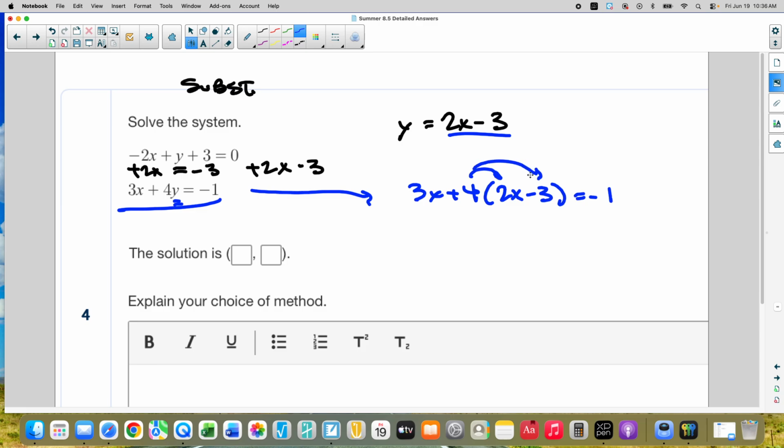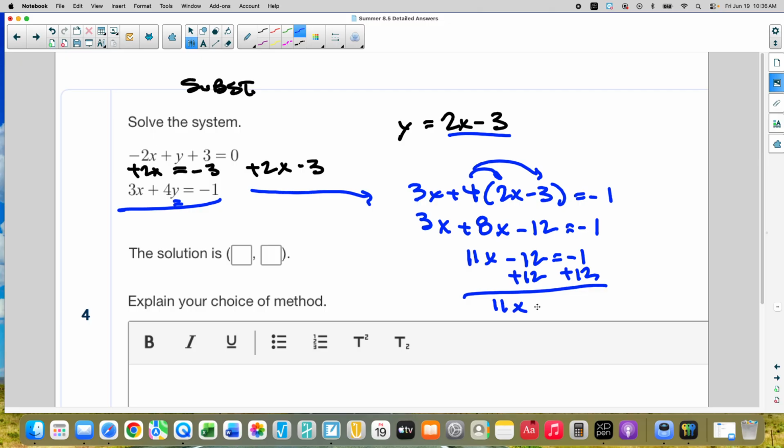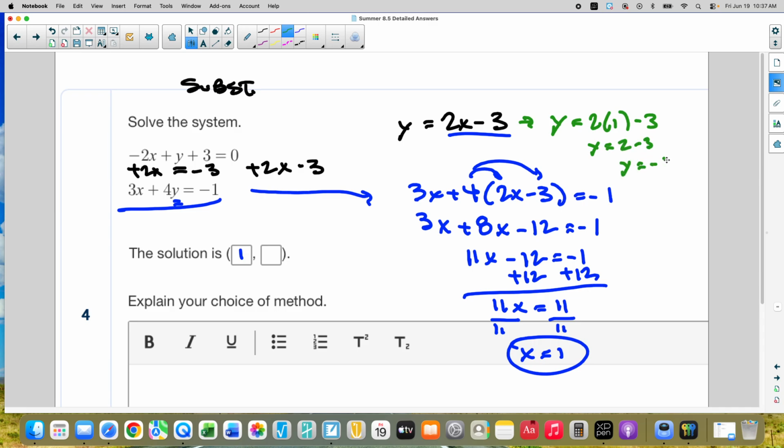So we're going to distribute that. 3x plus 8x minus 12 equals -1. That's 11x minus 12 equals -1. We'll add 12. We get 11x equals 11. Divide by 11. Gives me a value of 1. So my x value is 1. And now I can substitute that into this equation because I need to find my y value. 2 times 1 minus 3, y equals 2 minus 3, y equals -1. And I now have my solution to my system.